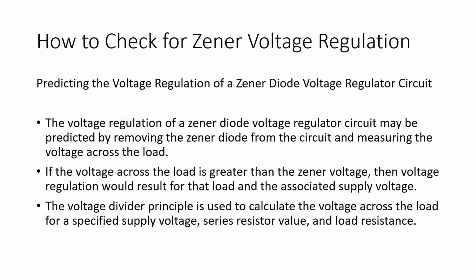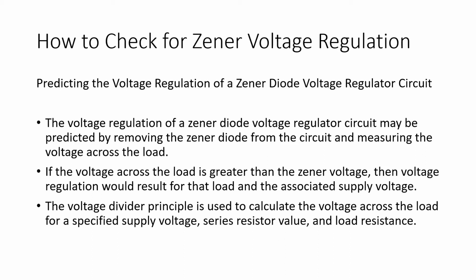All right, the steps. The voltage regulation of a Zener diode voltage regulator circuit may be predicted by removing the Zener diode from the circuit and measuring the voltage across the load. So if you were to do this in the lab physically, you would simply disconnect the Zener diode from the circuit, take a multimeter, and measure across the terminals where the Zener diode was connected. And if that voltage is greater than the Zener diode voltage, then you will get regulation. If it's smaller, then there will be no regulation.